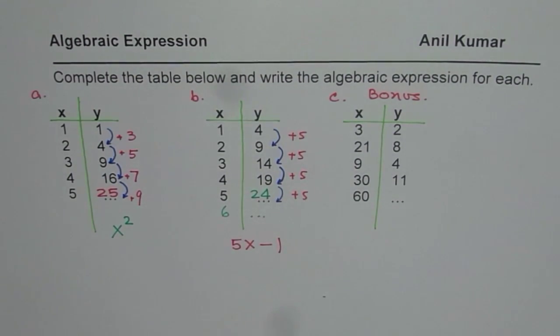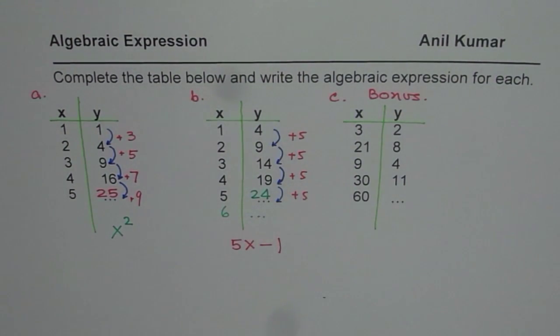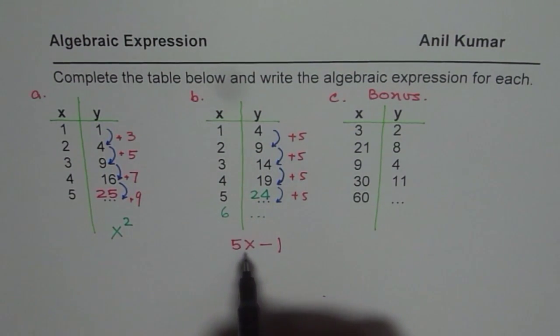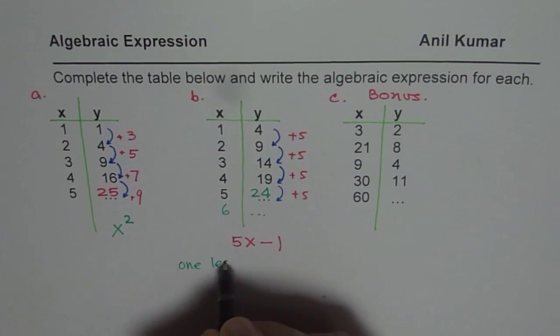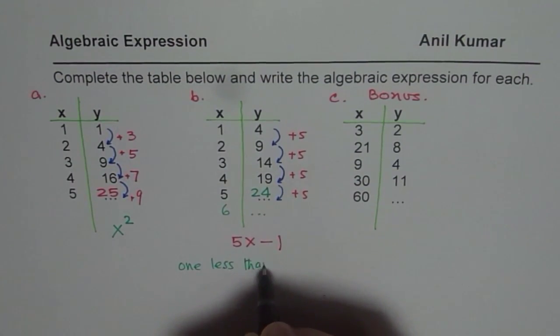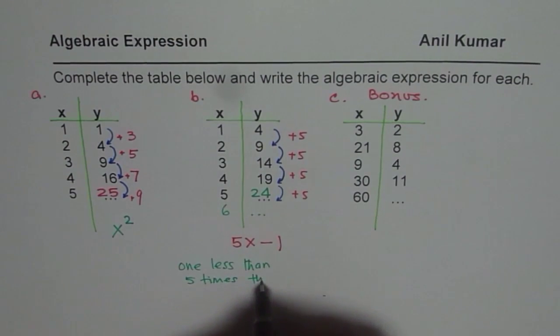So if I follow this expression 5 times x minus 1, I will get the pattern shown here in the table, correct? Or input-output pattern, right? So the output is 5 times the number, take away 1, or 1 less than 5 times the number, right? So you could write it like this also, 1 less than 5 times the number.